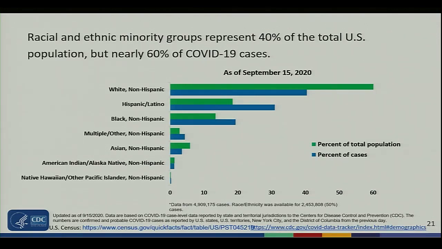This figure shows case-level data reported by health departments to CDC for approximately 5 million cases. The green bars show the percentage of the total U.S. population, and the blue bars show the percent of COVID-19 cases. Among Hispanic or Latino, Black, and multiple or other race groups, you can see that the percentage of cases in blue is higher than the percentage of the total population in green, indicating a disparity in COVID-19 cases among some racial and ethnic minority groups. Next slide.